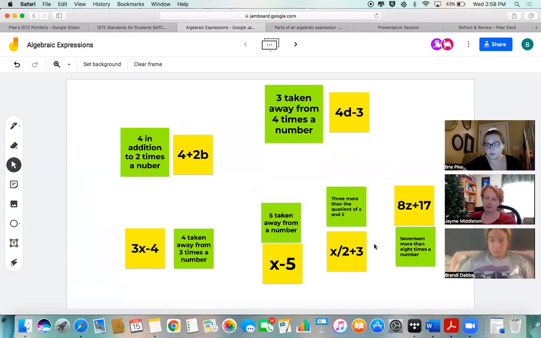Okay, and then this one could have been tricky too, but you got it right, Jamie. Yes. 3 more than the quotient of x and 2. So we know that quotient means what? Divide. So we've just put x divided by 2 plus 3. What's another way we could have said the quotient of x and 2? X divided by 2. Right? Or half of x. Would that work too? A number divided by 2. Yep. All of those are right.